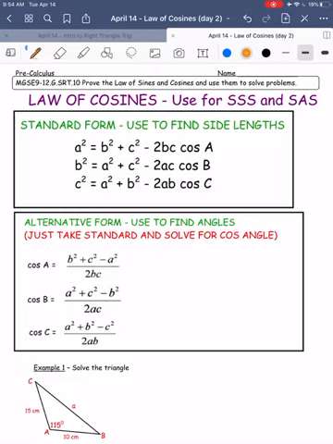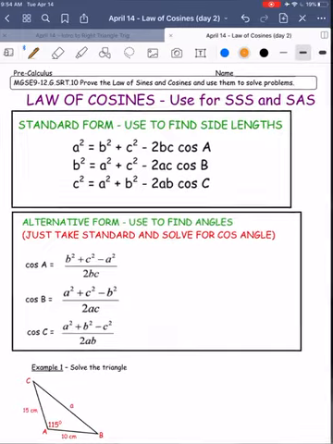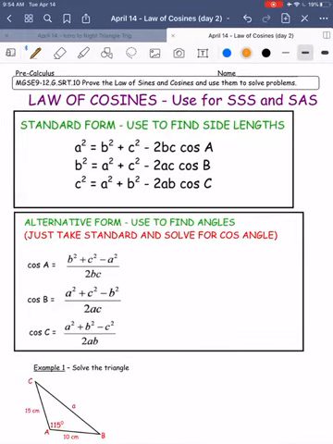These are the formulas you're going to use, a little refresher from yesterday. Sorry, my pen wasn't writing yet. These three formulas are what you're going to use to find the sides. Remember that the lowercase letters mean sides. And these three formulas are the ones you're going to use to find the angles, okay?